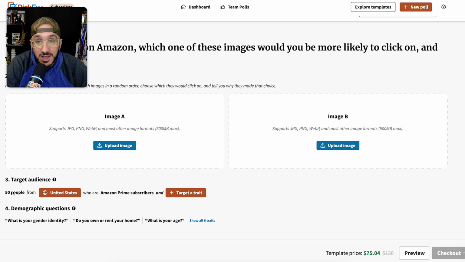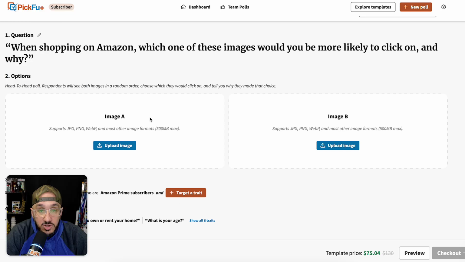Now you'll see here it has 50 respondents from the US who are Prime subscribers, and this is where you're going to pick that target trait. So that target trait is going to be, who is your ICP avatar? Who are they? Why are they buying it? All that kind of good stuff. Let's go to Amazon and take a look at some examples of how you would use this.